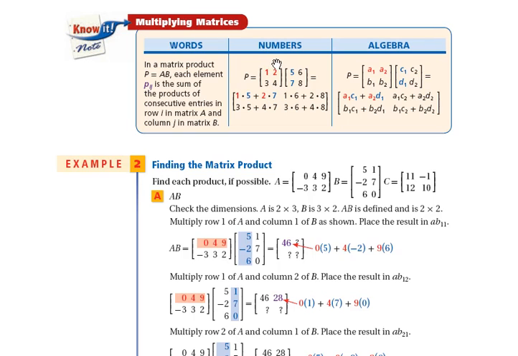Then you stay on the first row and go to the next column. So 1 times 6, 2 times 8. Then once you've used up all the columns, you go to the next row and go through the columns again. 3 times 5, 4 times 7, multiply and add. 3 times 6, 4 times 8, multiply and add. And when you simplify this part, that is your resultant matrix.